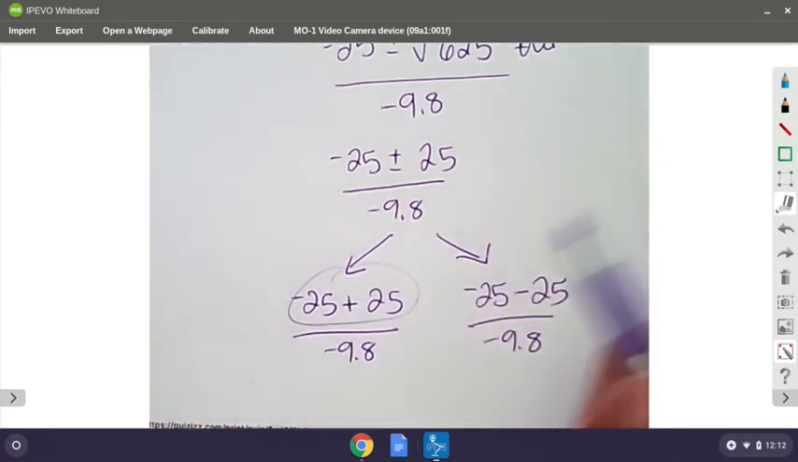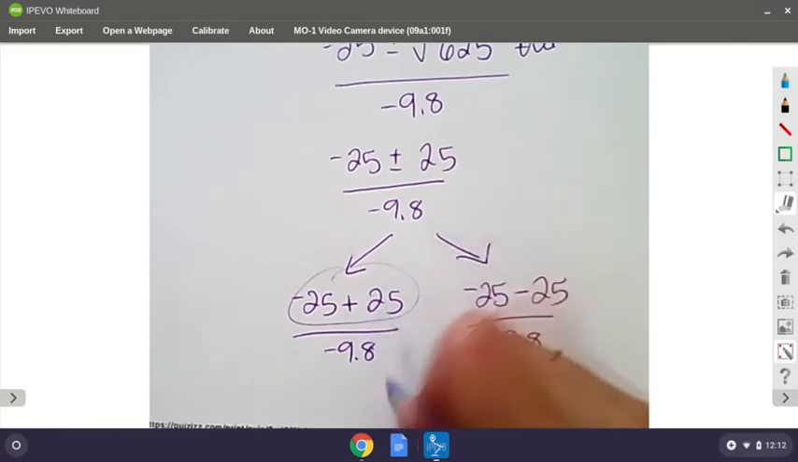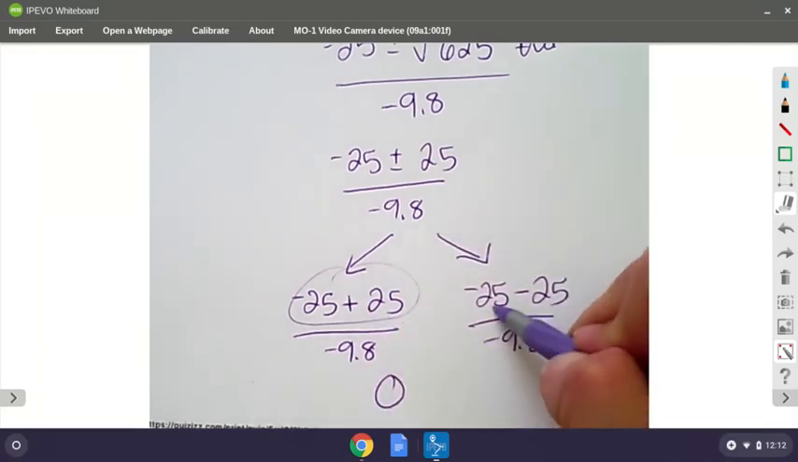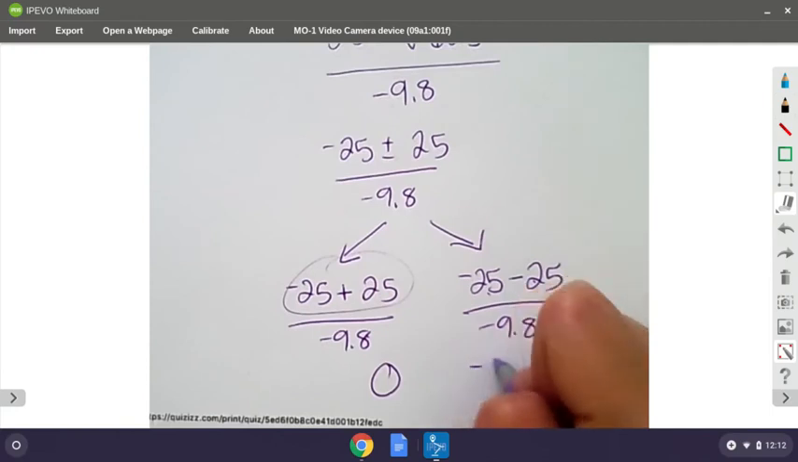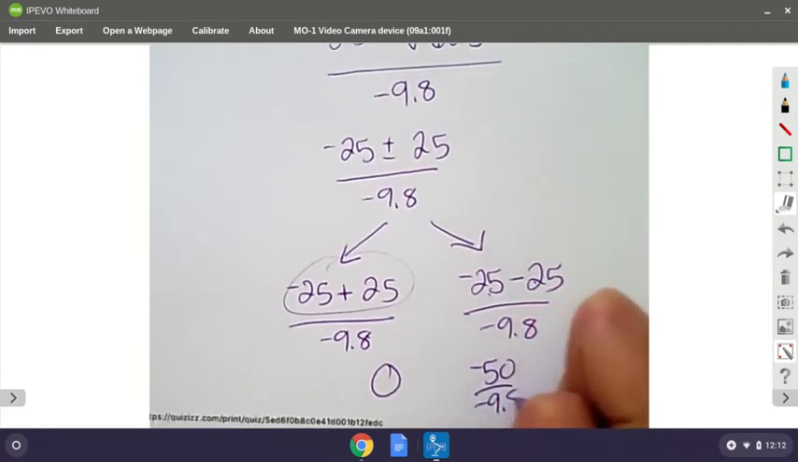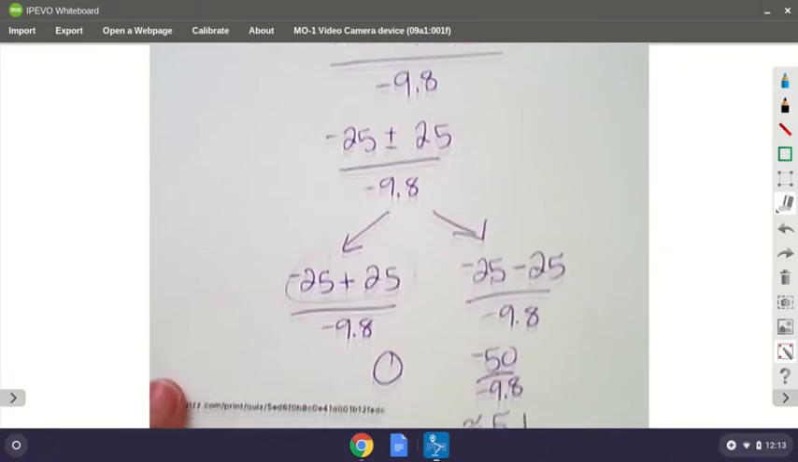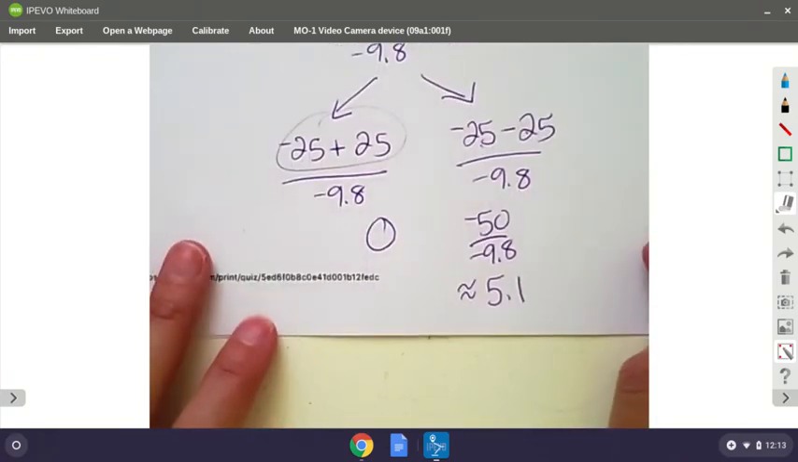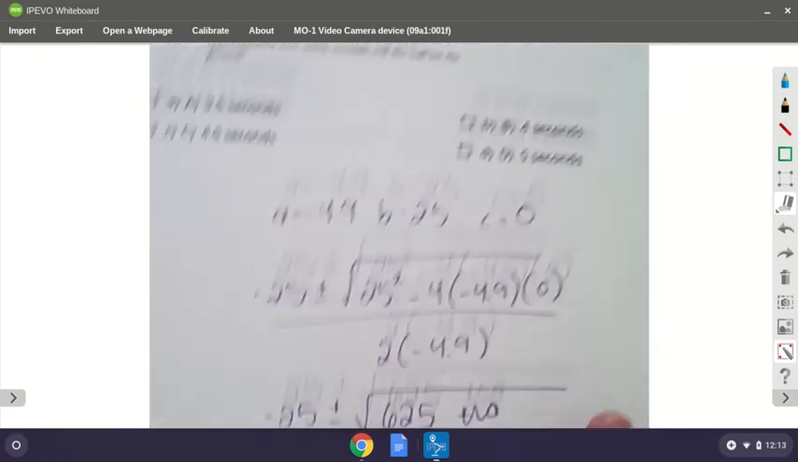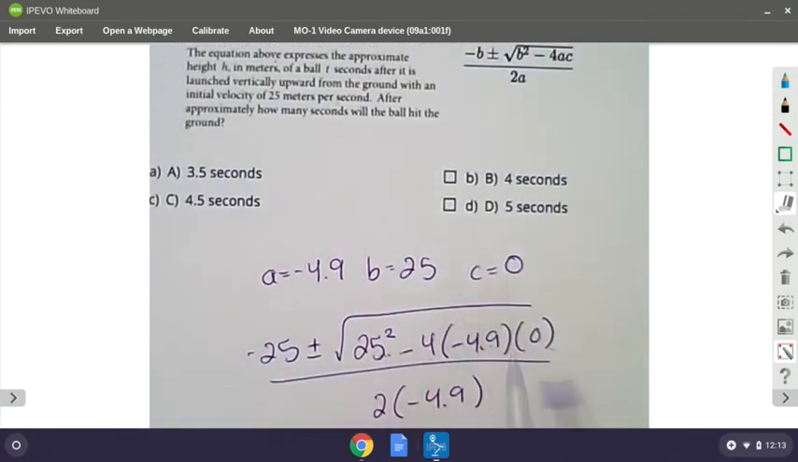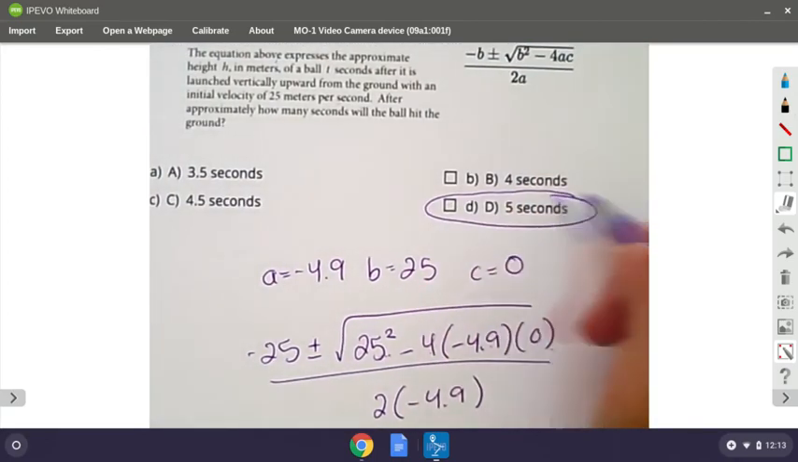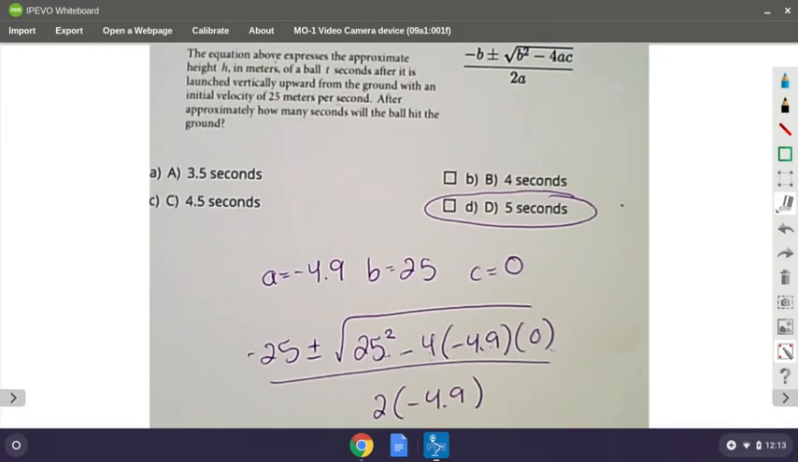So if you add the top, that's 0. 0 divided by negative 9.8 is 0. Negative 25 minus 25 is negative 50. Divided by negative 9.8, you get 5.1. So for your options for the answer, 5.1 was not an option because it said approximately how many seconds. So 5.1 is closest to 5. That would be that one.